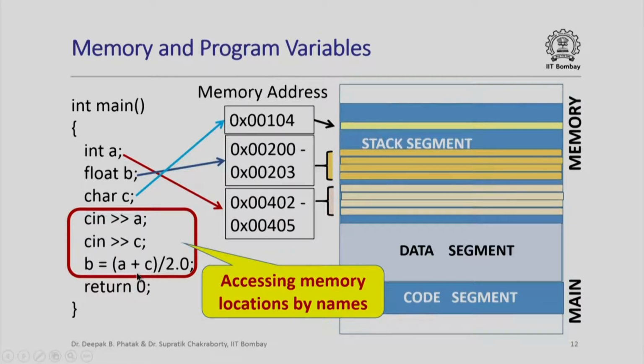is that in this code I am basically accessing these memory locations by their names. I say read in some value and store it in the memory locations corresponding to this variable A. Read in some value, store it in the memory locations corresponding to this variable C. Read the values from the memory locations corresponding to the variables A and C, compute their average and store it in the memory location corresponding to the variable B. So, all the accesses are by names of the corresponding variables.